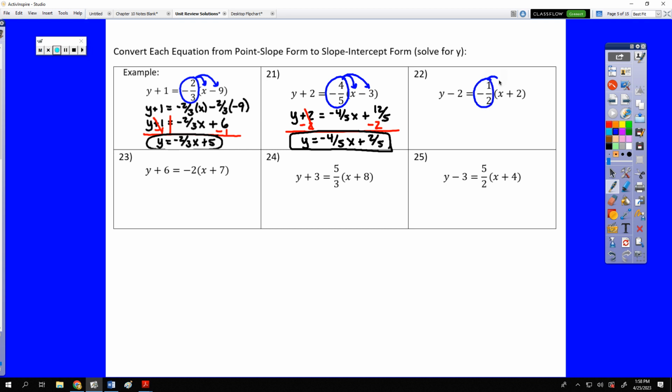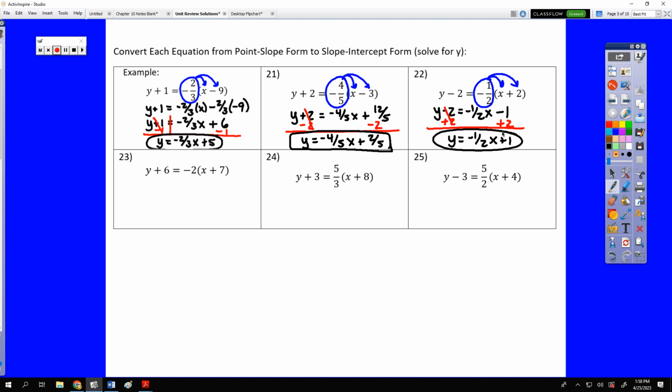On number 22, the numbers are a lot nicer. We distribute the 1/2. So we end up with y minus 2 equals negative 1/2 times x. And then negative 1/2 times 2 would be negative 1. Then we add 2 to both sides of that equation, which means we're adding 2 to negative 1, which would give us y equals negative 1/2 x plus 1 for our final answer.